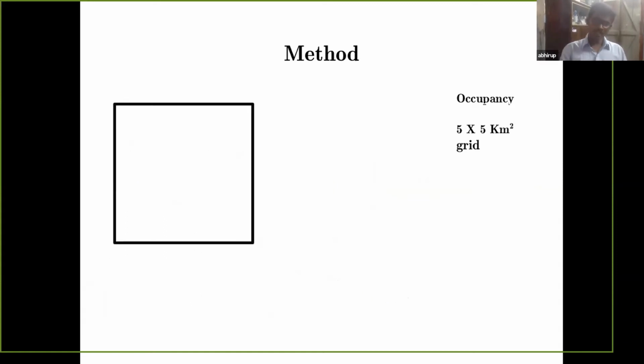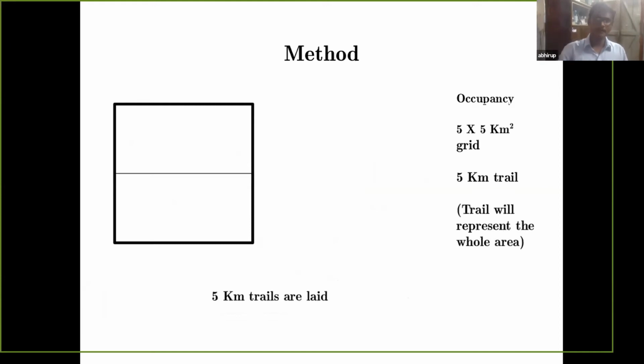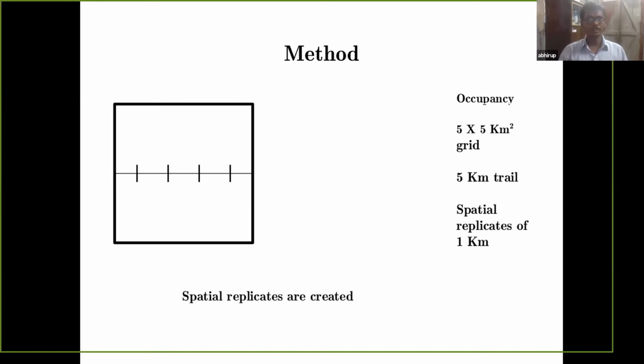Now within each grid, we laid 5 kilometer trails. Generally, it is done in the middle portion of the grid in one specific direction, such that the trail represents the whole area. And then, even before going to the field, you can break it into 5 sections of 1 kilometer replicates, which become the spatial replicates for occupancy.